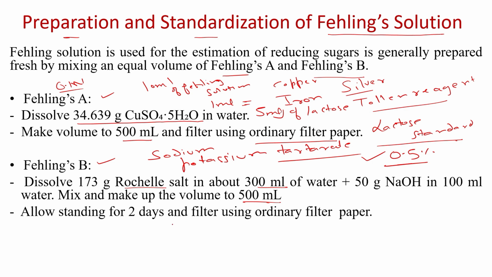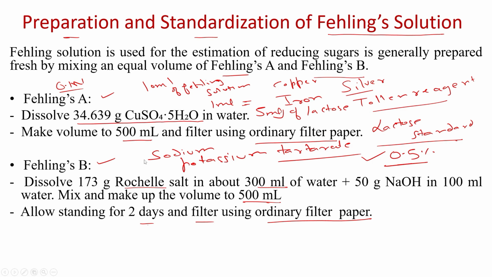Now you have to keep this for 2 days and then filter it using ordinary filter paper. This makes the solution clear and makes the tartrate alkali complex stable, so you have to allow it to stand for 2 days and then filter it. So now Fehling solution B is ready, Fehling solution A is ready. You mix them in equal quantities as per the desired volume which you require. That way you will have the Fehling solution, and now this Fehling solution is prepared.